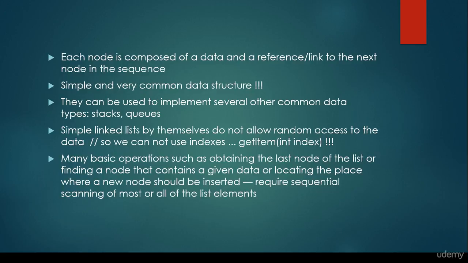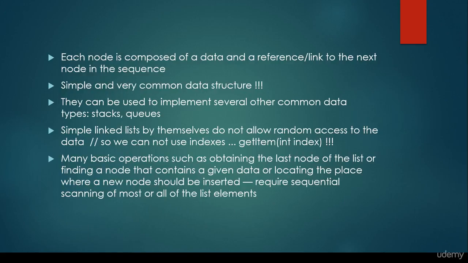It is a simple and very common data structure. Linked lists can be used to implement several other common data types such as stacks or queues. It's very important that simple linked lists by themselves do not allow random access to the data. We have been talking about arrays, and we have pointed out that the most important feature of the array is random access, so we are able to get items according to the indices. In this case, we do not have any indices at all, so getting an item according to the index cannot be implemented.